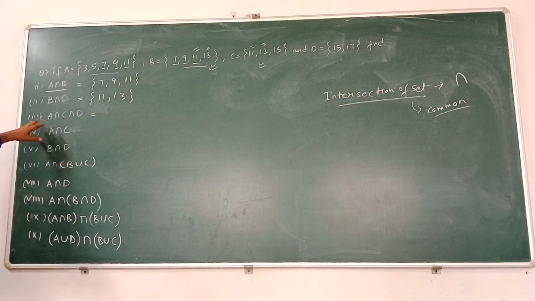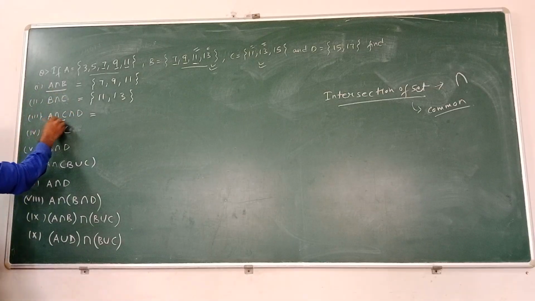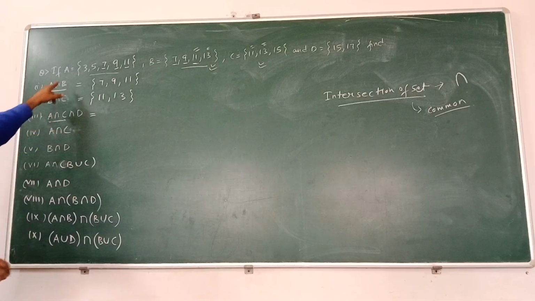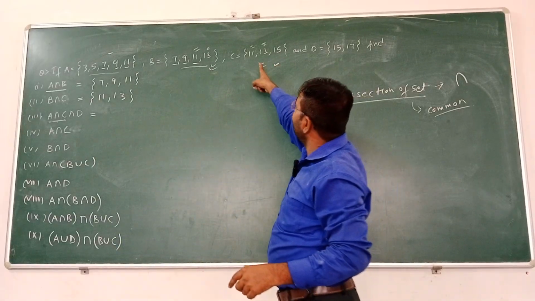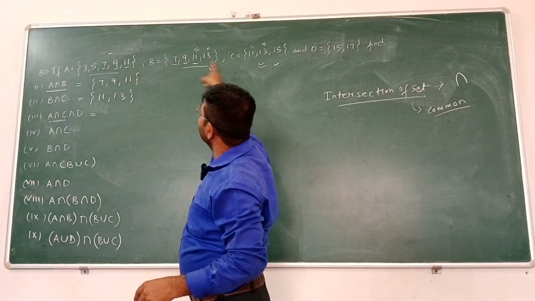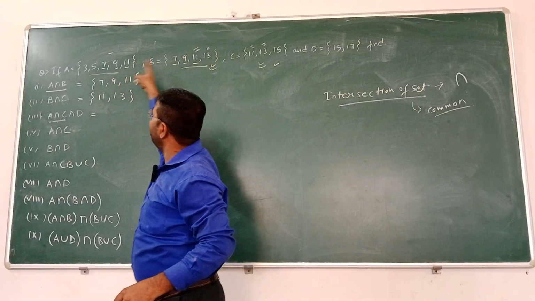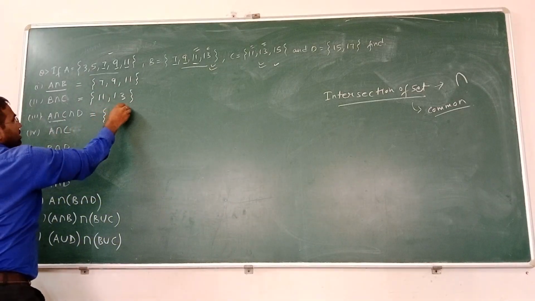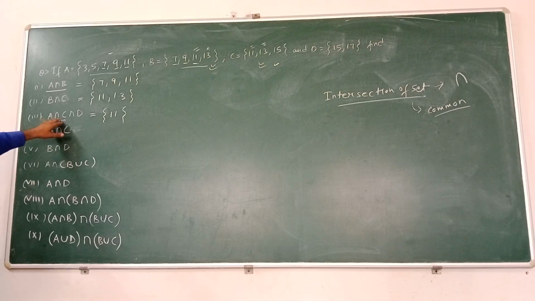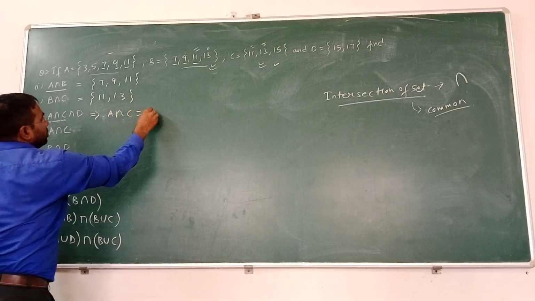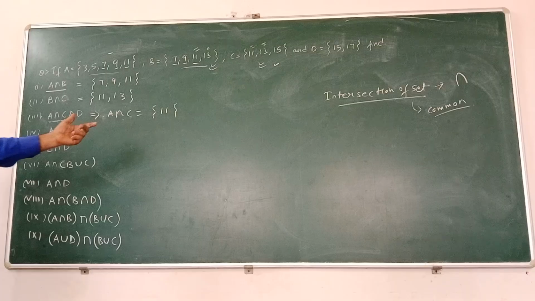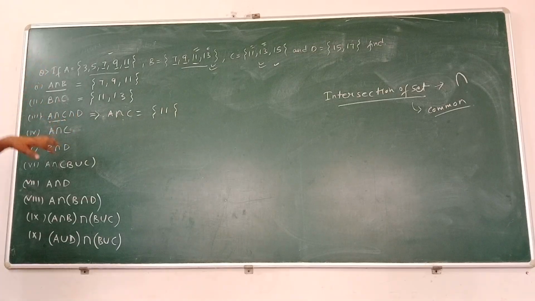Now see the third one. In this you have to find the intersection of A and C, and after that the intersection with D. First of all you have to write the intersection of A and C. This is A and this is C. In A and C, only 11 is common. So first of all you will write 11.